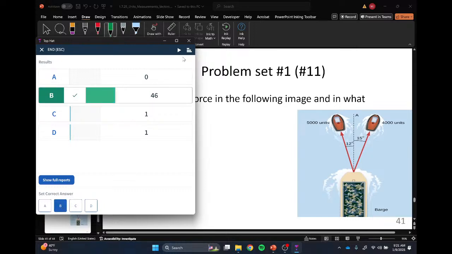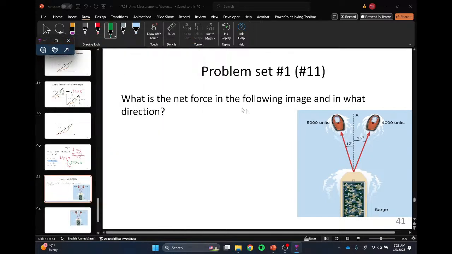Great job on the last one, woohoo. All right, so this problem. What is the net force in the following image and in what direction? I haven't told you what the word force means, so don't worry about that. Reword this problem, add these two arrows together. That's what this problem is asking you to do.